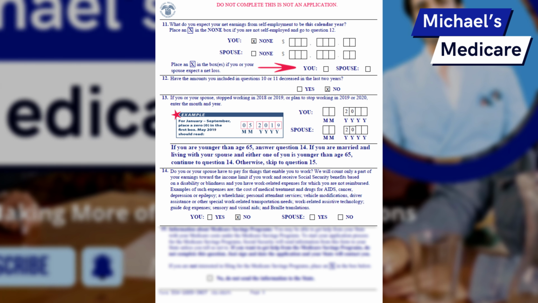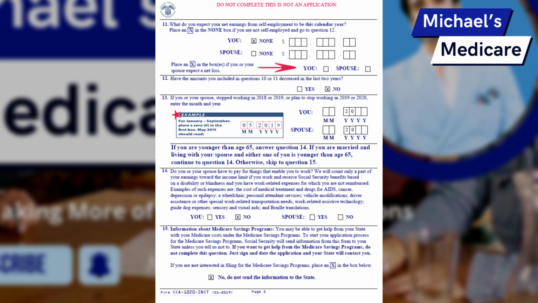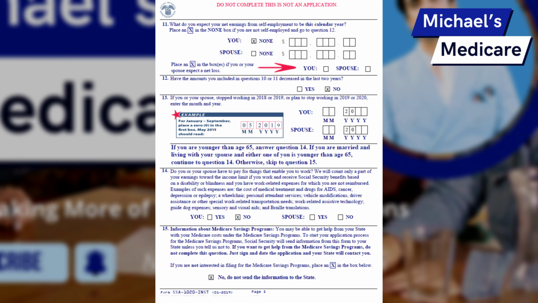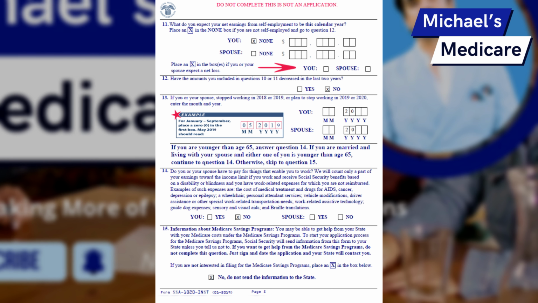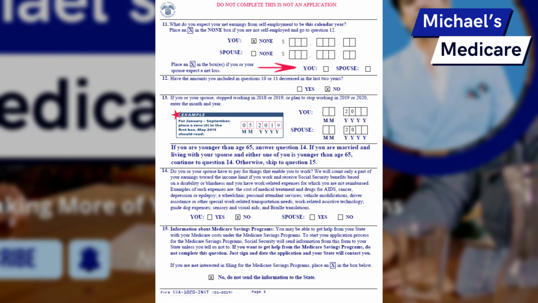Next, number 15. The information about Medicare Savings Program: you may be able to get help from your state with your Medicare costs under the Medicare Savings Program. To start the application process for the Medicare Savings Programs, Social Security will send information from this form to your state unless you tell us not to. If you want to get help from the Medicare Savings Program, do not complete this questionnaire. Just sign and date the application, and your state will contact you. If you are not interested in the Medicare Savings Program, place an X in the box below. So we're going to put an X for Jeff because we're going to say that he is not interested.